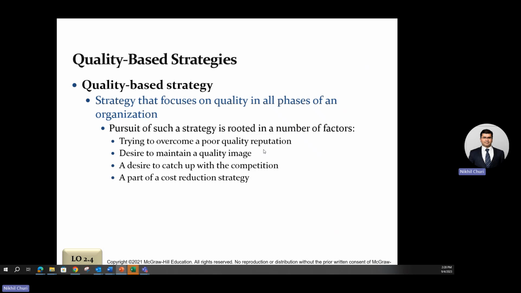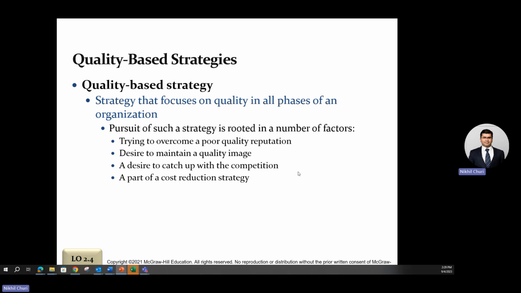Second one is a desire to maintain a quality image. Maybe there are some products and services a customer is purchasing from you for years. So you try to maintain that quality image, and indirectly you're also maintaining the market share, either maintaining a high market share or still increasing the market share. The next one is the desire to catch up with the competition. Same, it's all about gaining the market share. So you catch up with the competition, try to match with them, or still try to increase your market share.